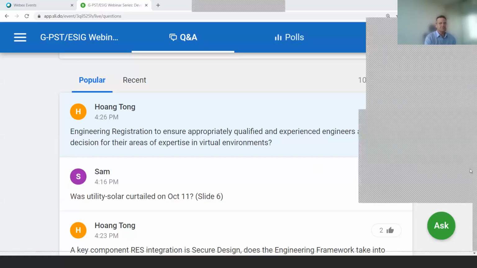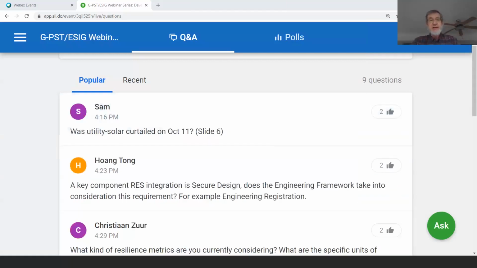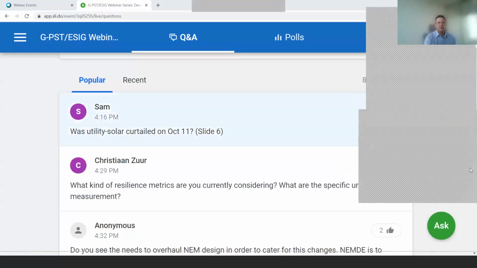That's my thought. Okay. Question here, kind of a detailed question on slide 6. Was utility solar curtailed on October 11th? No, it wasn't. So AEMO does not have the ability to curtail the distribution level solar generation.